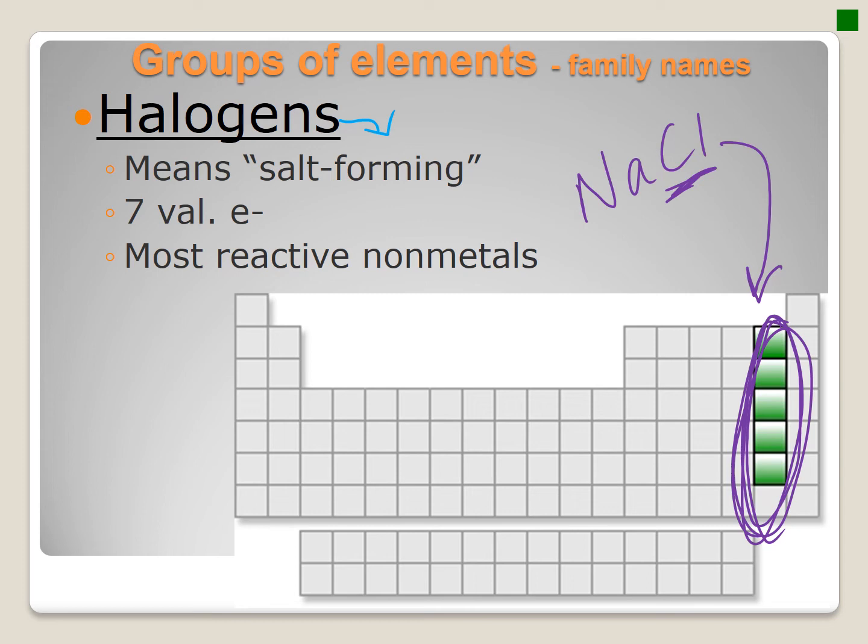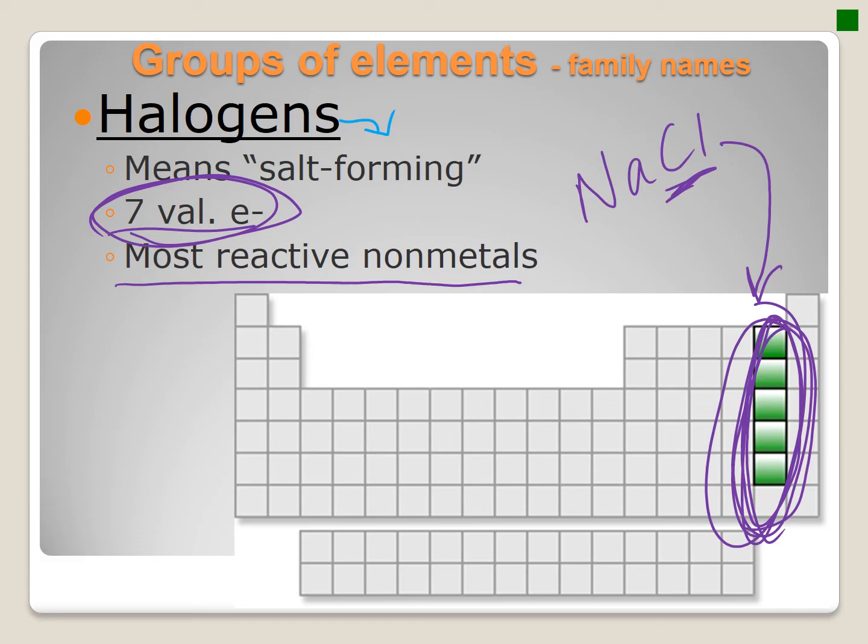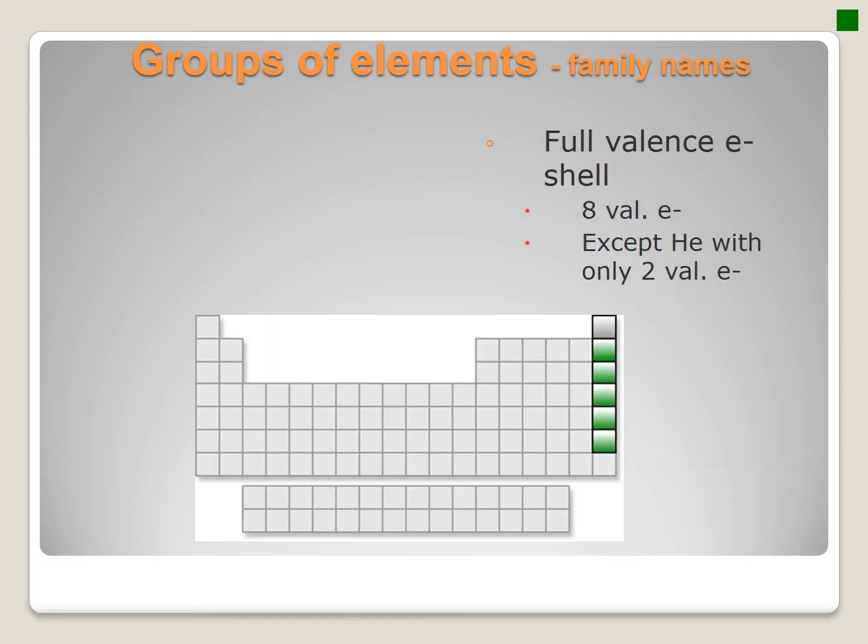They have 7 valence electrons. Because they have those 7 valence electrons, they are the most reactive nonmetals. Why? Because nonmetals want to gain electrons, and all they need to do is gain 1. So that's extremely easy compared to gaining 2 or gaining 3 or gaining 4. So these are your most reactive nonmetals.